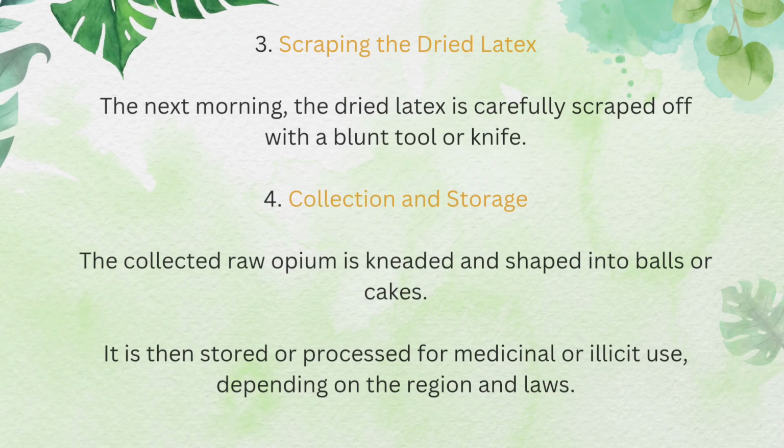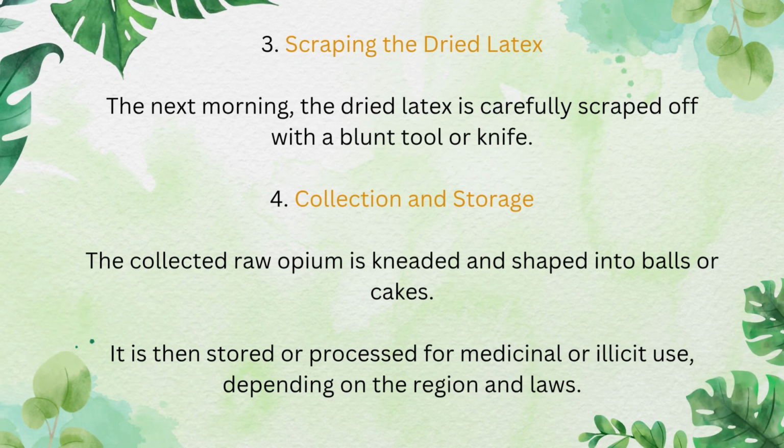of the capsule. Third is scraping the dried latex. The next morning, the dried latex is carefully scraped off with a blunt tool or knife. Fourth is collection and storage. The collected raw opium is kneaded and shaped into balls or cakes. It is then stored or processed for medicinal or illicit use depending on the region and laws.